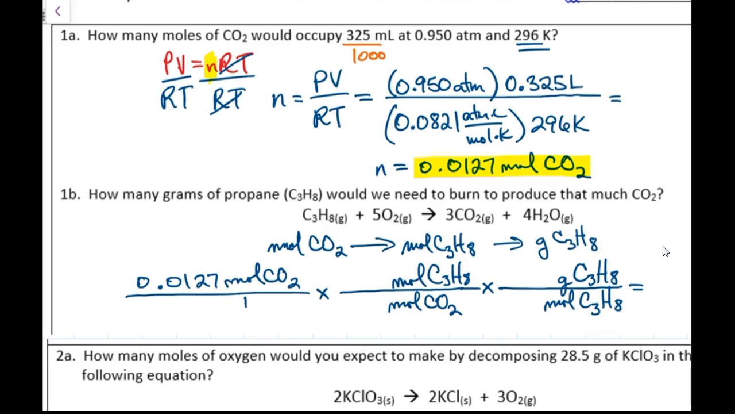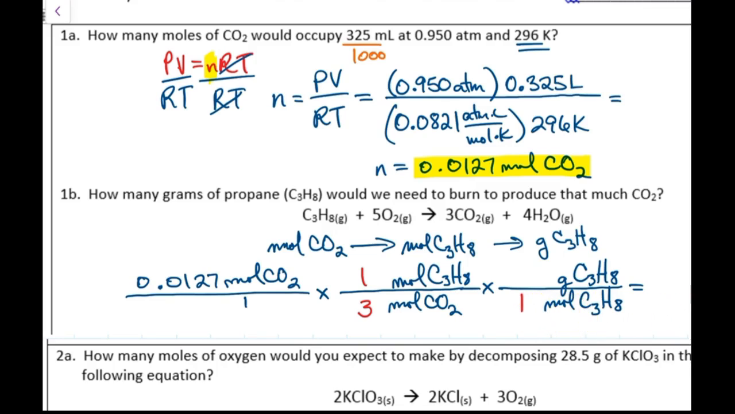Going to the balanced equation, it looks like I have 1 mole of propane for every 3 moles of CO2. And then if I go to the periodic table, 1 mole, remember we always put the number 1 in front of moles when we're converting between moles and grams, right? We only use the coefficients from the balanced equation when we're going moles to moles. We put a 1 in front of moles when we're going between moles and grams.